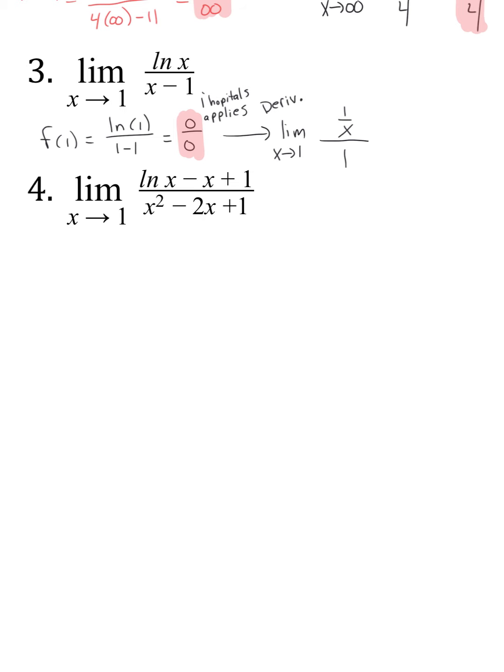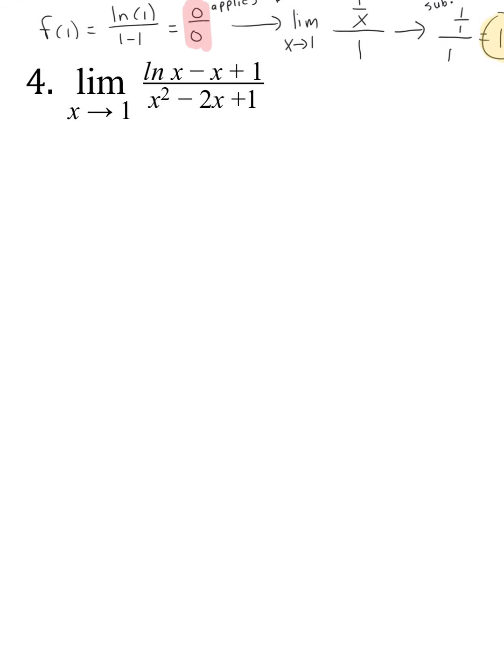So if we simplify, well, we don't even need to simplify. We can do direct substitution as is. So now we do direct substitution into the derivatives, and we get 1 over 1 all over 1, which is 1. Yippee! How easy is that? And there's our answer.